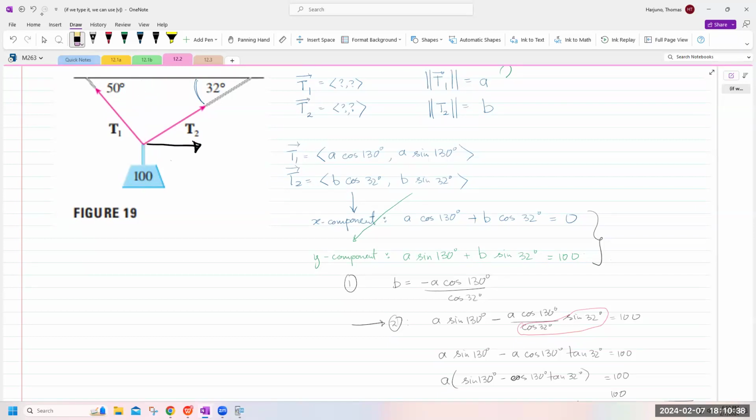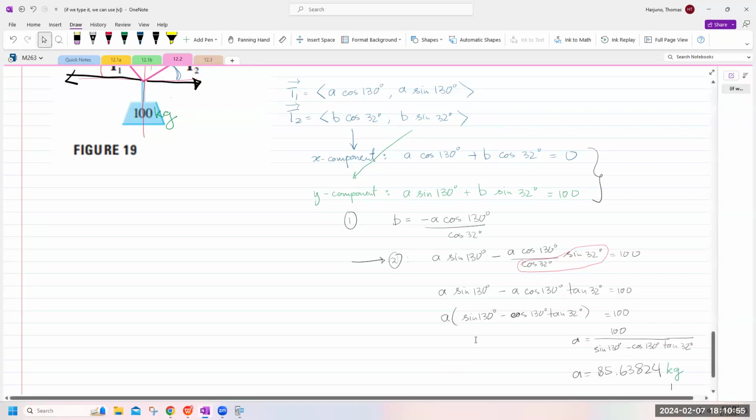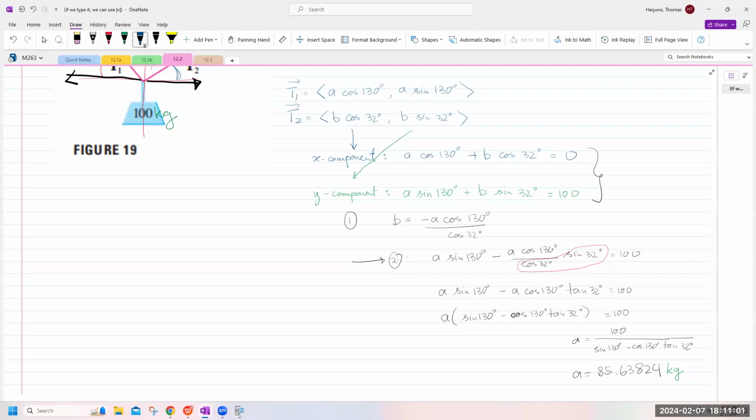Oh, I'm not supposed to erase that. I need those. Suppose this guy here is in kilograms, then the A here is also in kilograms. Okay, now once you find A, you can find B, right? And just for example, once we get that A, we are ready to find our tension 1.